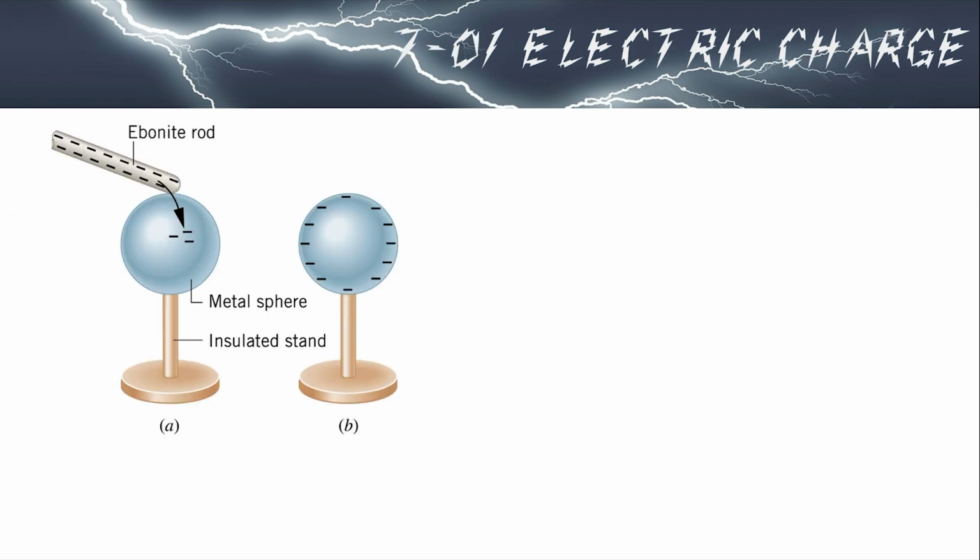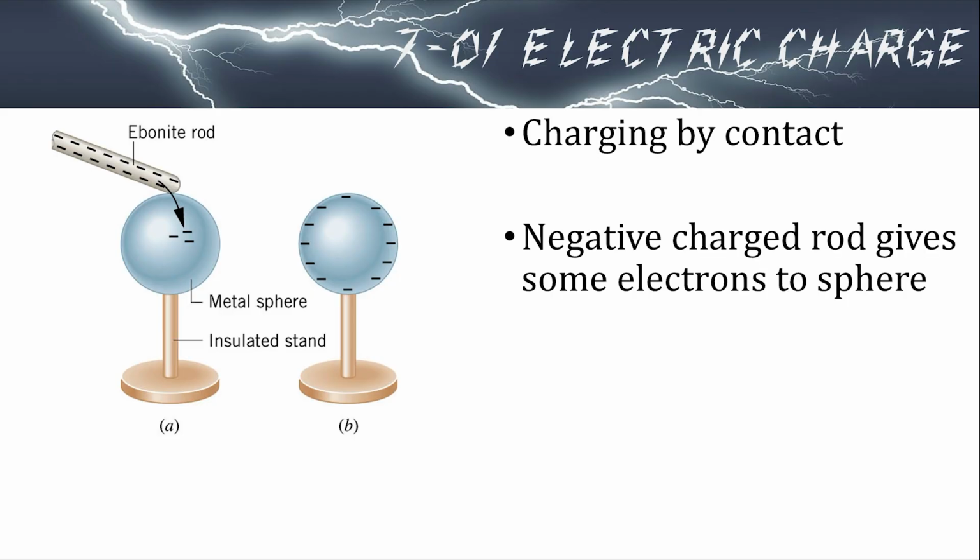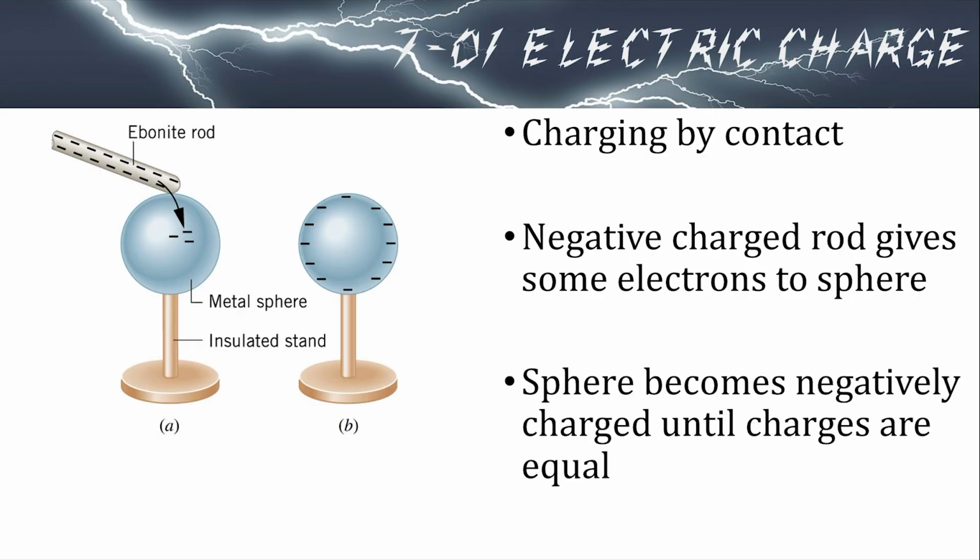The most common way to charge something is by contact. So in this case, we have an ebonite rod that's negatively charged. It touches a metal sphere. Some of those electrons flow from the rod into the sphere. And now the sphere becomes negatively charged because it has more electrons than protons, and the electrons flow until the charges are equal.